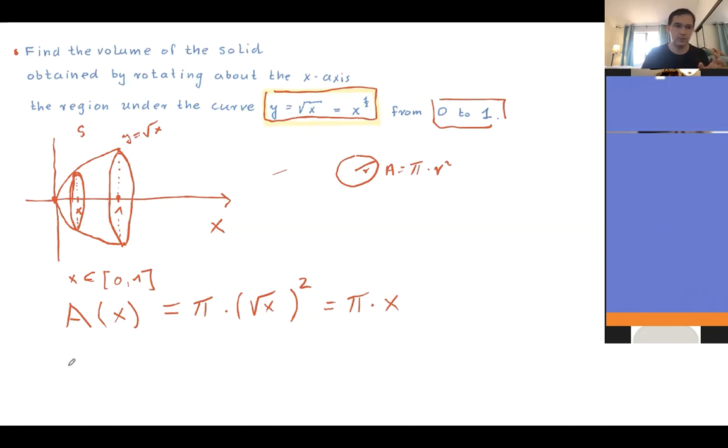Okay, and last thing to do is to compute now the volume of the solid S. This is going to be the definite integral from 0 to 1 of this function A of x dx, which in this specific example is this function pi times x dx. Okay, integration is a homogeneous operation, meaning that if I have a constant times a function, I can pull out this constant outside of the integration symbol.